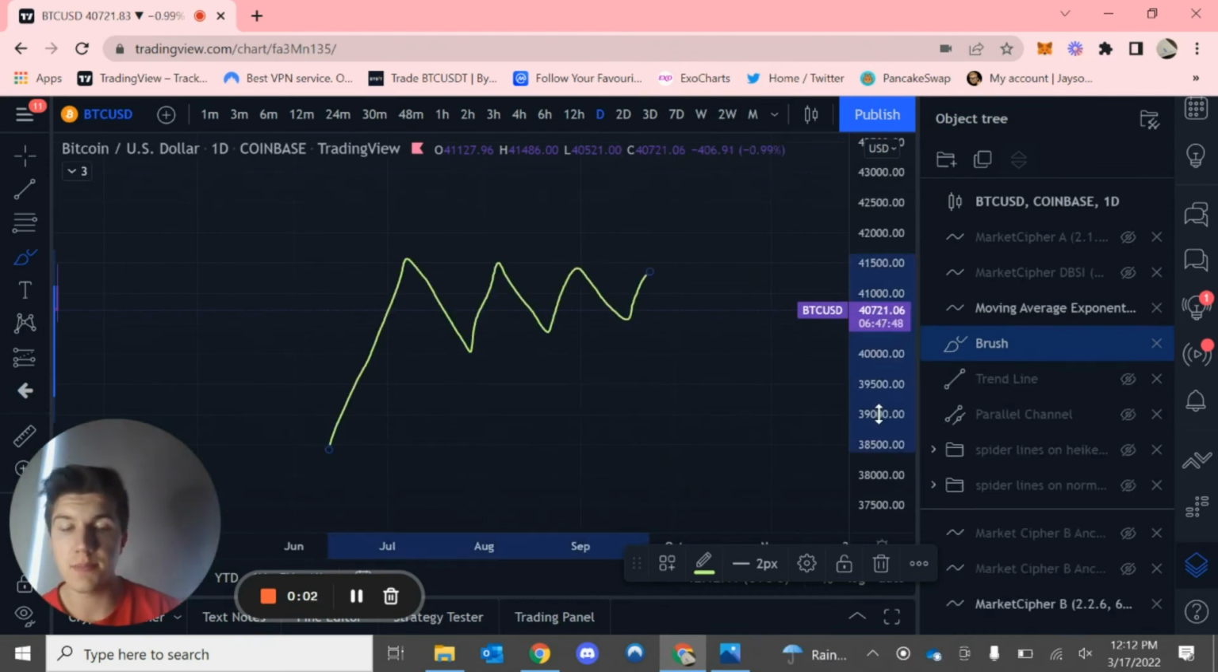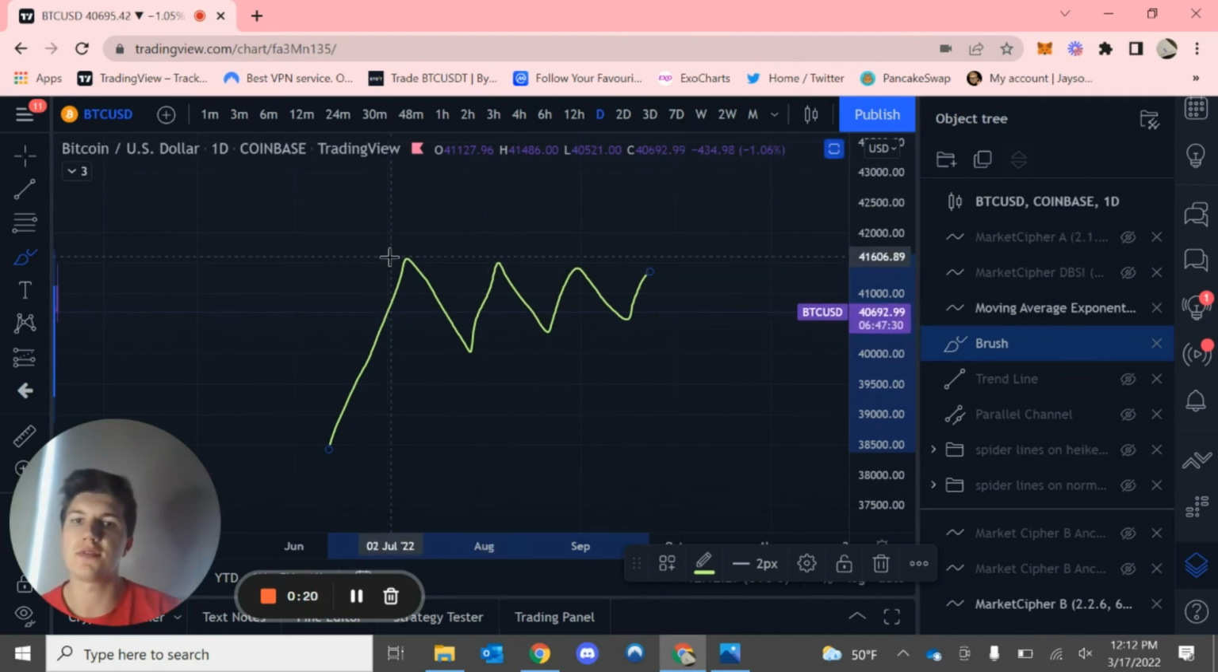This next set of patterns will be bilateral patterns, meaning they have the potential of breaking to the upside or downside. Bitcoin is very famous for doing these and forming these type of patterns, especially on the daily time frame and higher time frames overall.